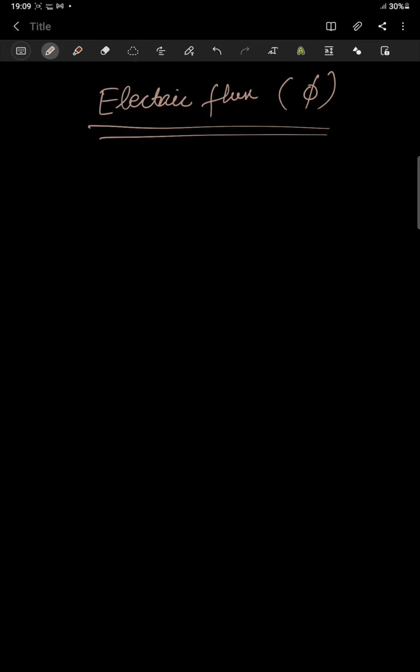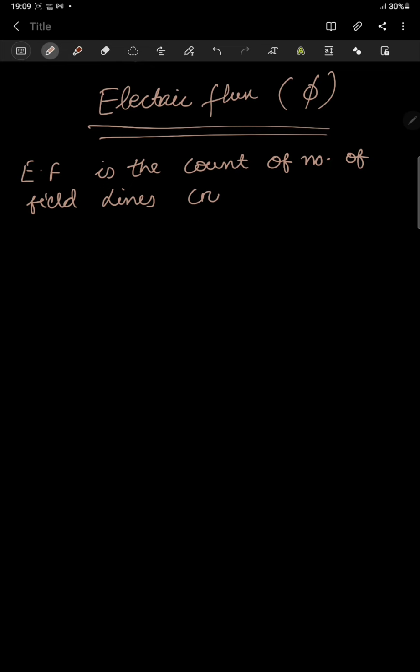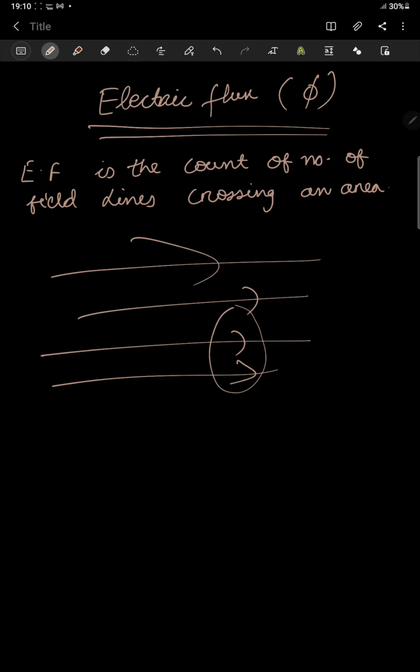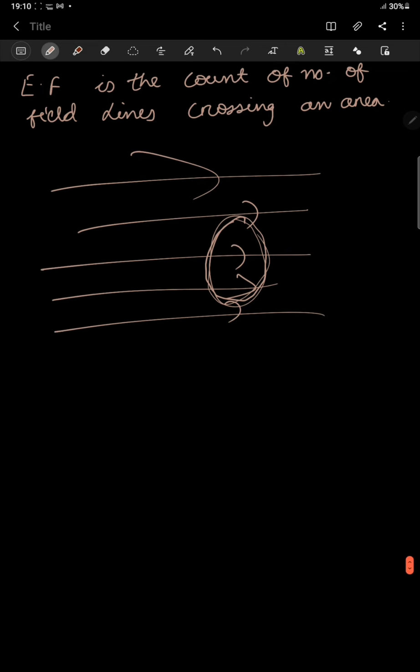Okay. Now what is electric flux basically? Your electric flux is the count of the number of field lines crossing an area. Suppose we have an area like this and we have got field lines in this manner. So we have to count the number of field lines which will cross this area. Basically it is defined as the count of number of field lines crossing an area.